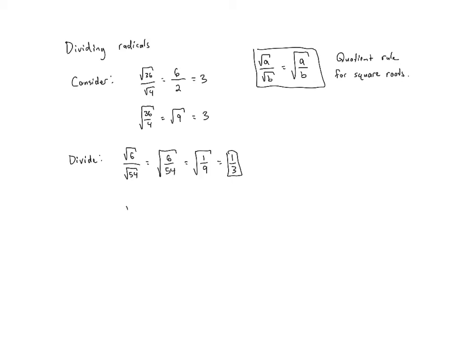Let's do another one. Let's look at the square root of 24 divided by the square root of 2. Again, these aren't perfect squares, so we can't evaluate them, but we can combine them under one radical. And once we've done that, we can divide. 24 divided by 2 is 12. So we end up with the square root of 12. Now, this is not a perfect square, but it does contain a perfect square factor. We know that 12 is 4 times 3, so we can split this up. And when we evaluate it, we get 2 root 3, which is much simpler than what we started with.